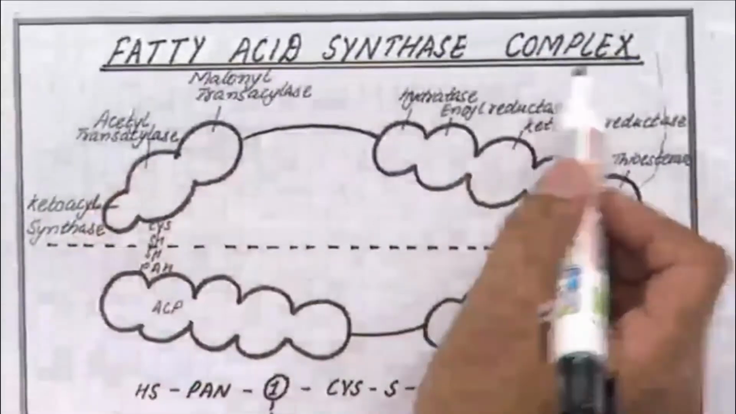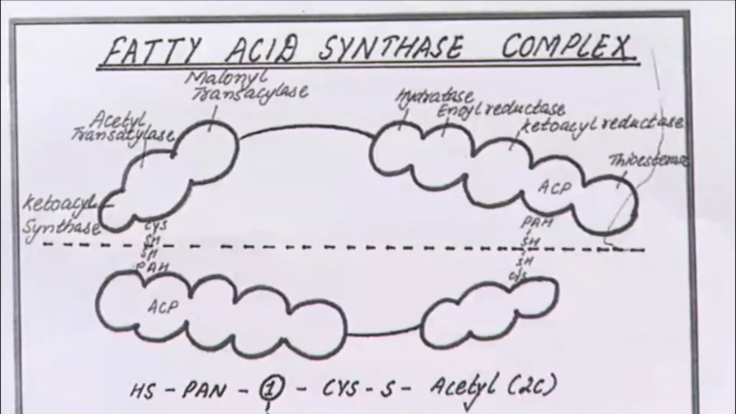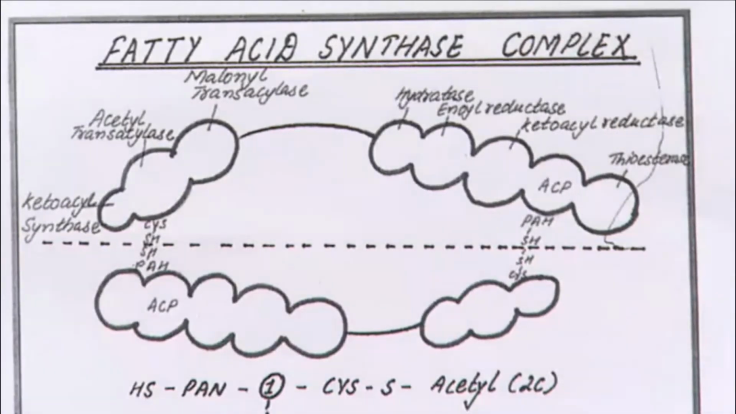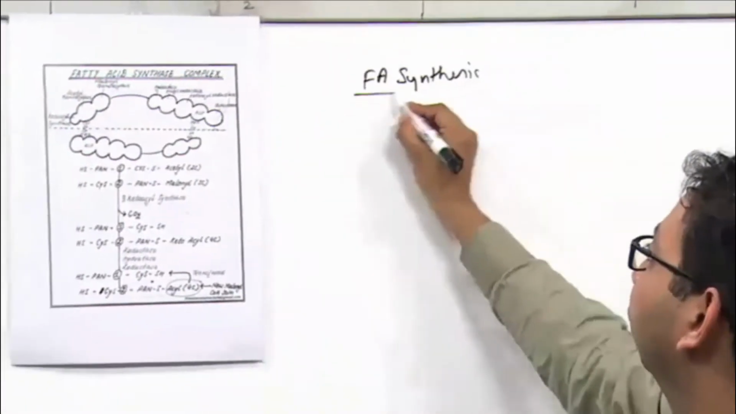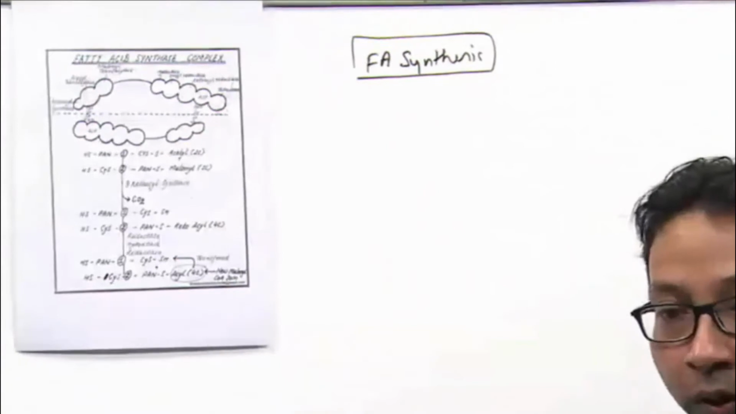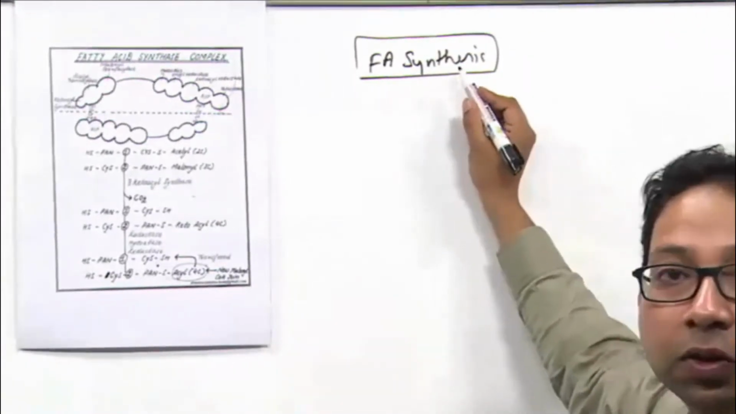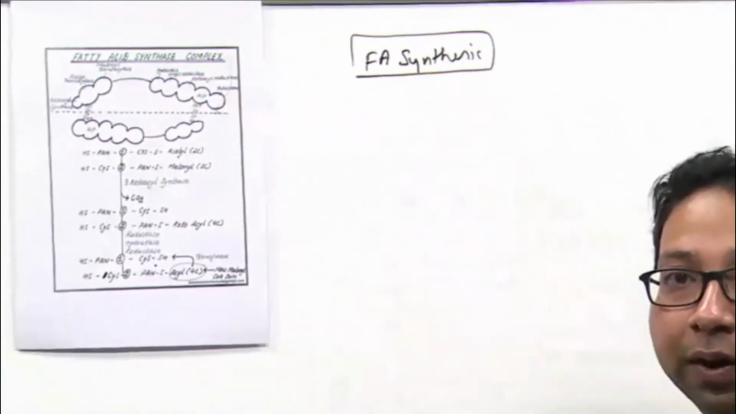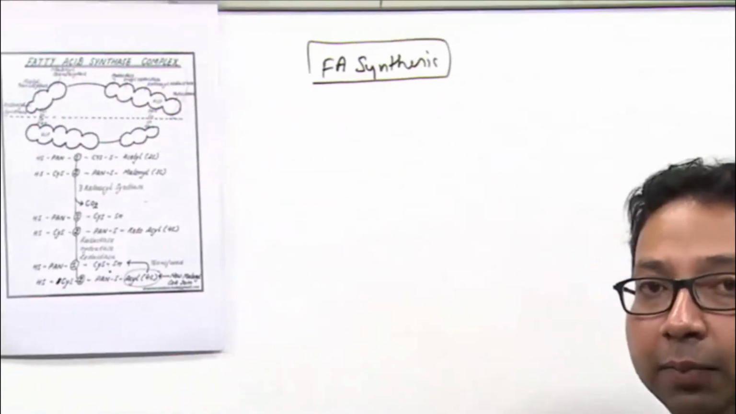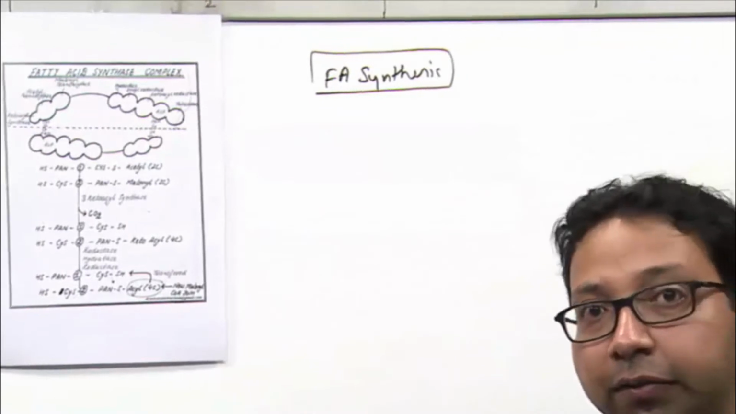Fatty acid synthase complex, fatty acid synthesis. Okay, fatty acid synthesis. Fatty acid synthesis occurs in the fat state. In a normal situation, we are in the fat state. We are taking our diet regularly at regular time intervals, so we can say that we are in the fat state.